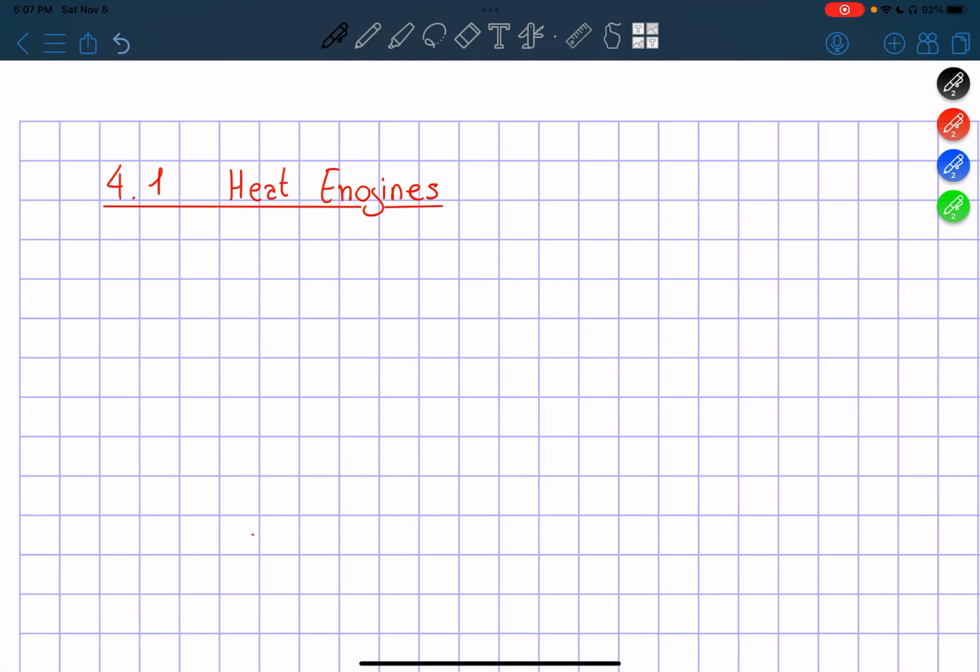So here we have chapter 4.1, and we're talking about heat engines. So what are heat engines? I'm going to use the definition given from the book. It's any device that absorbs heat and converts part of the energy into work. So how do they work?